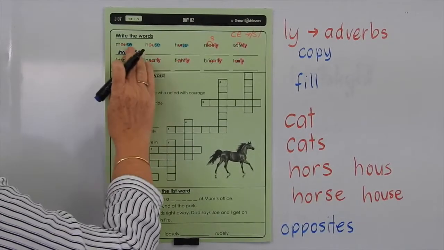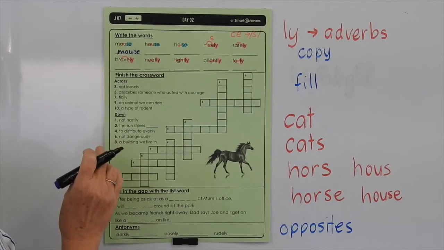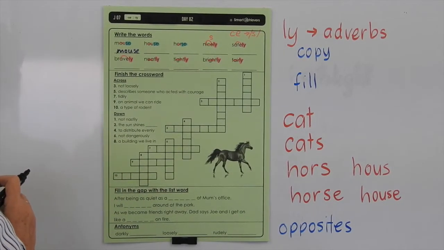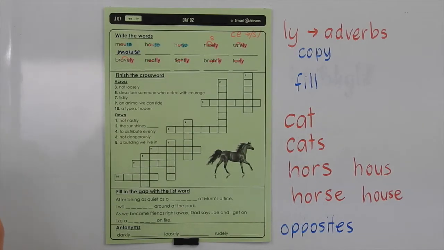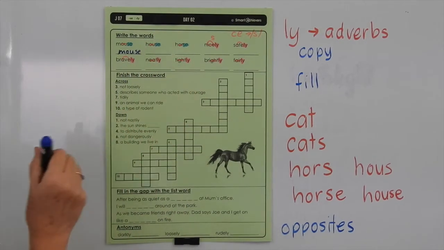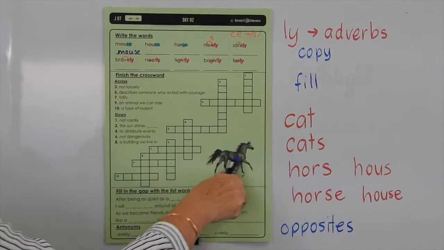Now let's look at the meanings of these words so that you can do this crossword. So a mouse is a little animal, it's a type of rodent that we may see in our homes or in our gardens. A house is a building that we live in. A horse is an animal that we can ride.